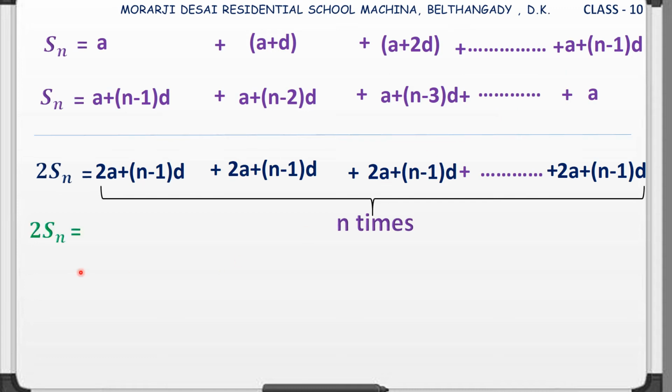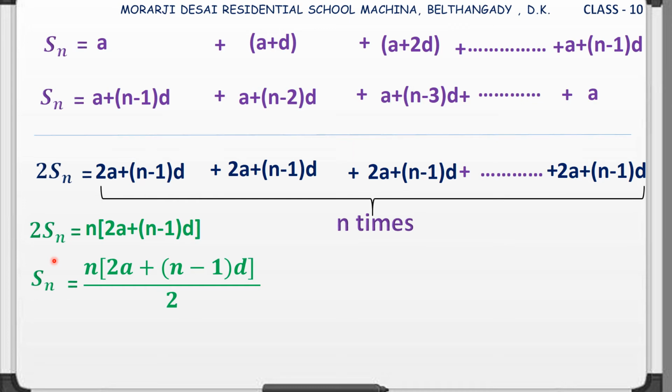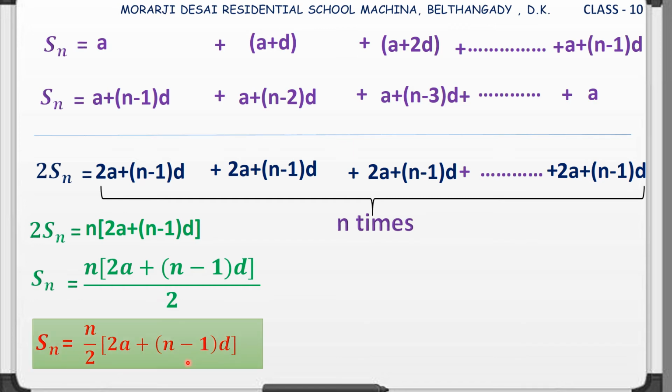So 2Sn is equal to n into (2a plus (n minus 1) into d). That is, 2a plus (n minus 1) into d comes n number of times. So n into (2a plus (n minus 1) into d). Take 2 to the right-hand side: Sn is equal to n into (2a plus (n minus 1) into d) divided by 2, this 2 from the LHS. So this can be written in another way, like this: Sn is equal to n by 2 into (2a plus (n minus 1) into d).